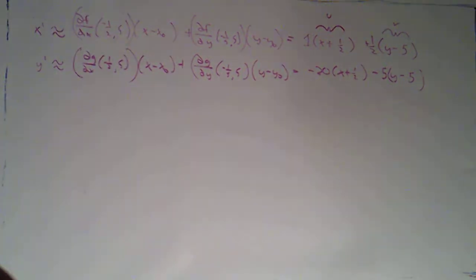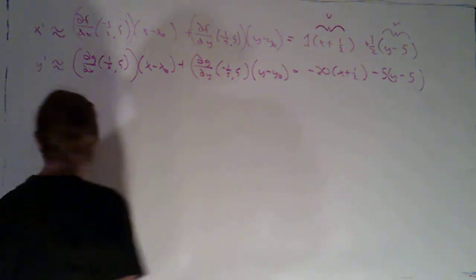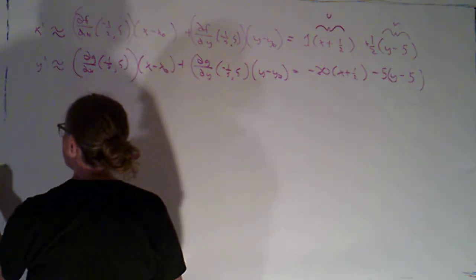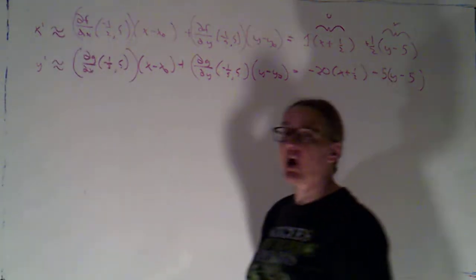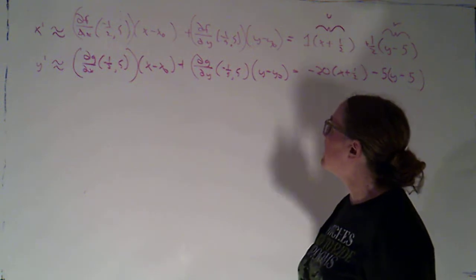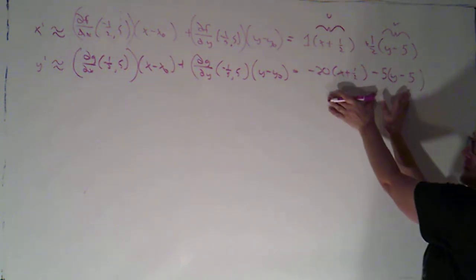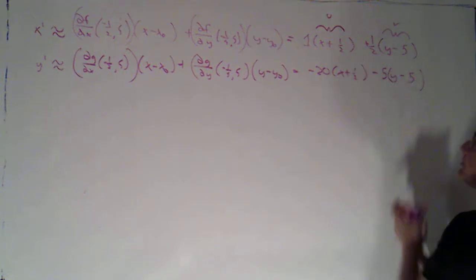So I've just written down on the board where we left off. We had found linear approximations for x prime and y prime. And so here are the results for the particular example that we're working with.